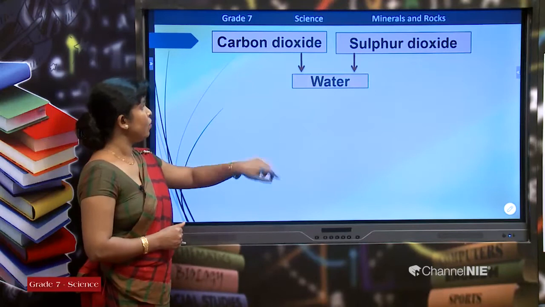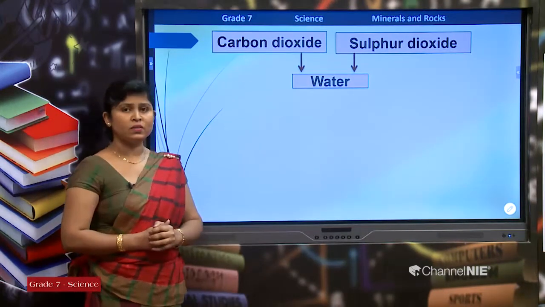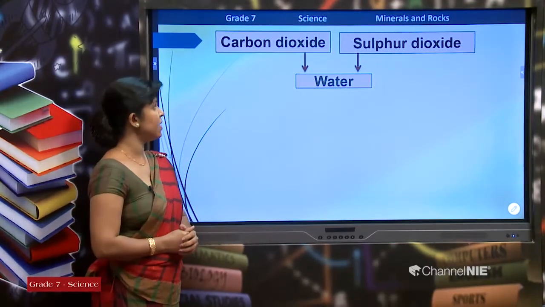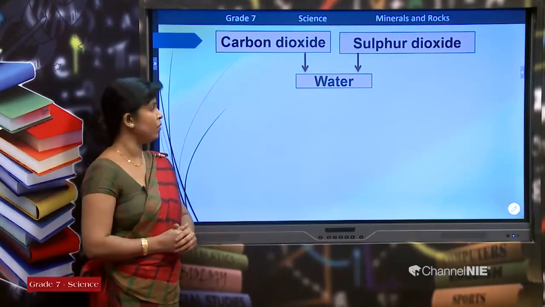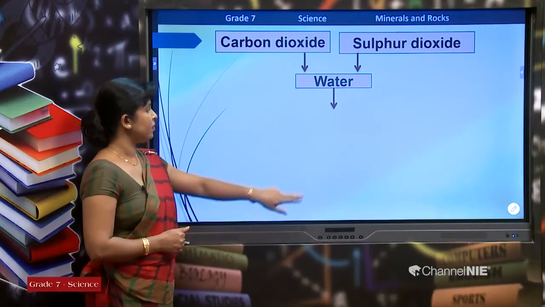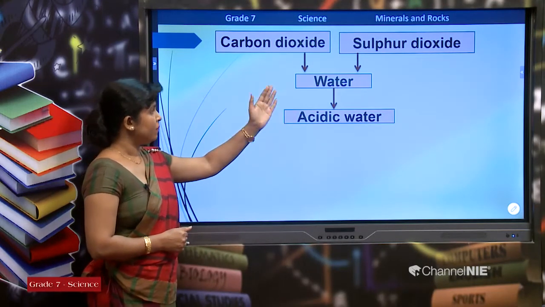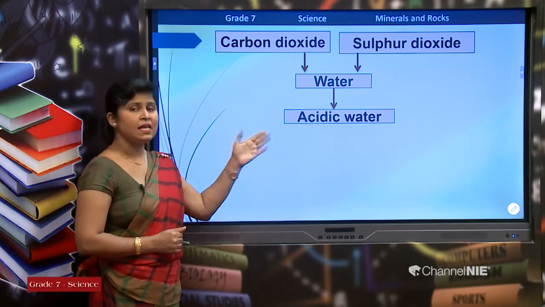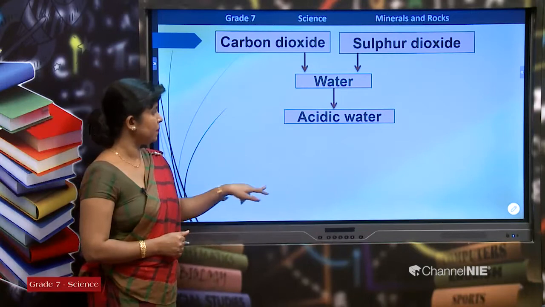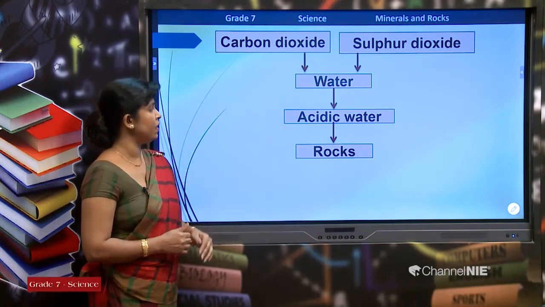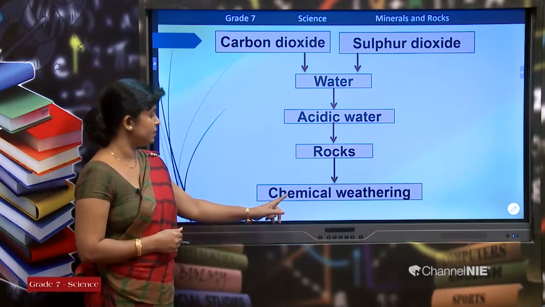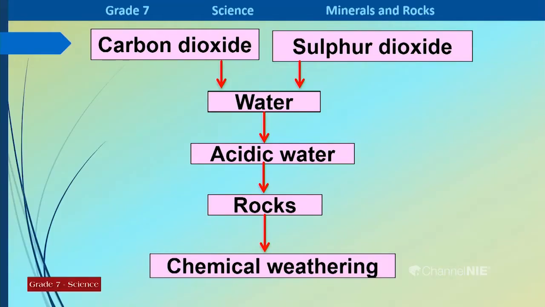Then, both carbon dioxide and sulphur dioxide can be dissolved in water. When carbon dioxide and sulphur dioxide dissolve in water, it becomes acidic water, right. When acidic water falls onto the rocks, they get subjected to weathering. It is chemical weathering. I think you can easily understand this diagram.